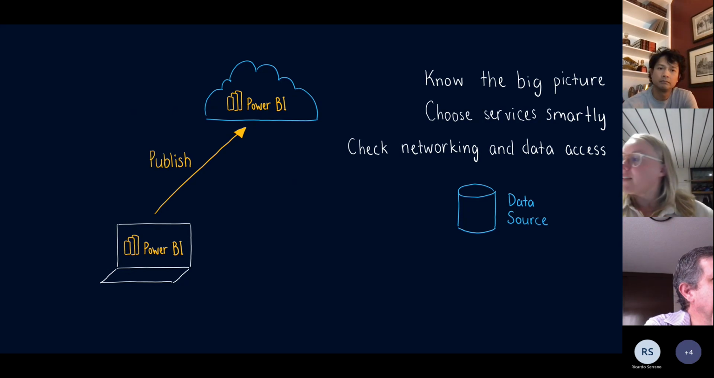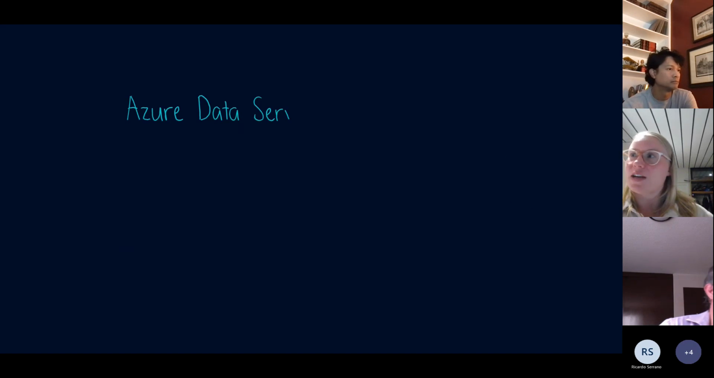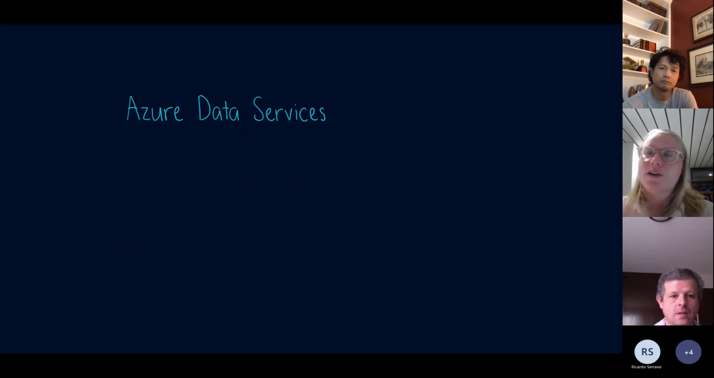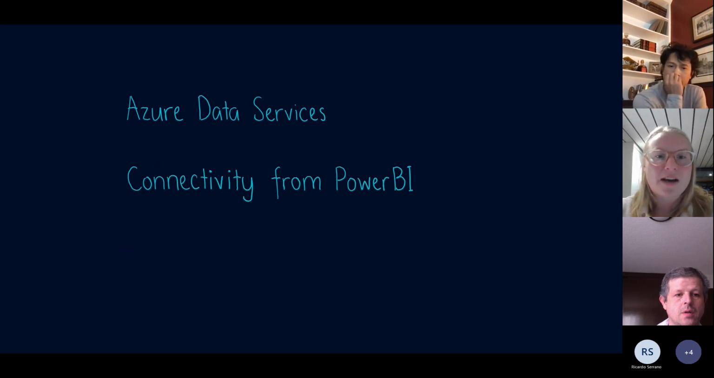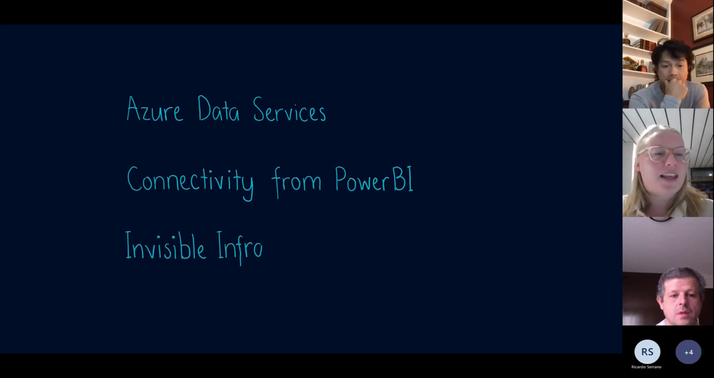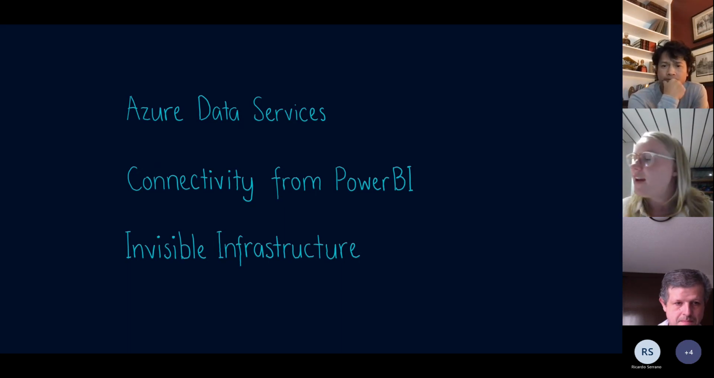So this brings us to the end of this session. We've looked at the different Azure data services and the different categories we can place them in and the different connectivity methods we have in place. Then we looked at the general pattern of connectivity from Power BI to these services and what our options are with the connectivity. And then very briefly in the end, we talked a little bit about invisible infrastructure.